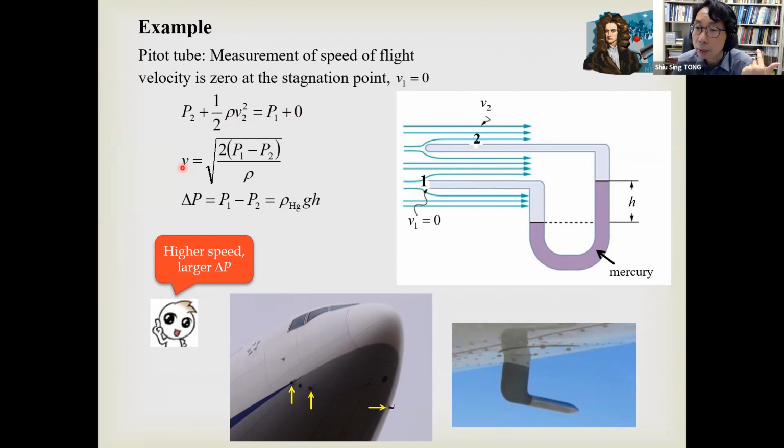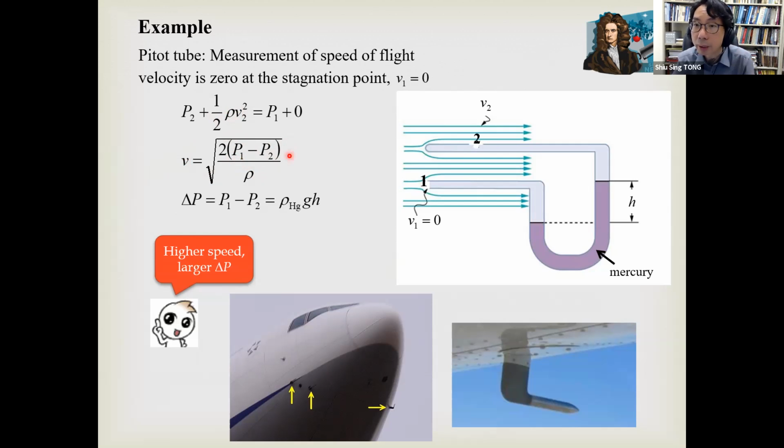The velocity of the air, and the velocity of air is just the velocity of the airplane, right? Because the motion is relative. When the airplane flies with velocity V, the velocity of air relative to the plane is also V, right? So that means I can measure the velocity of the airplane. The velocity of the airplane after solving this equation is the square root of 2(P1 minus P2) divided by rho.